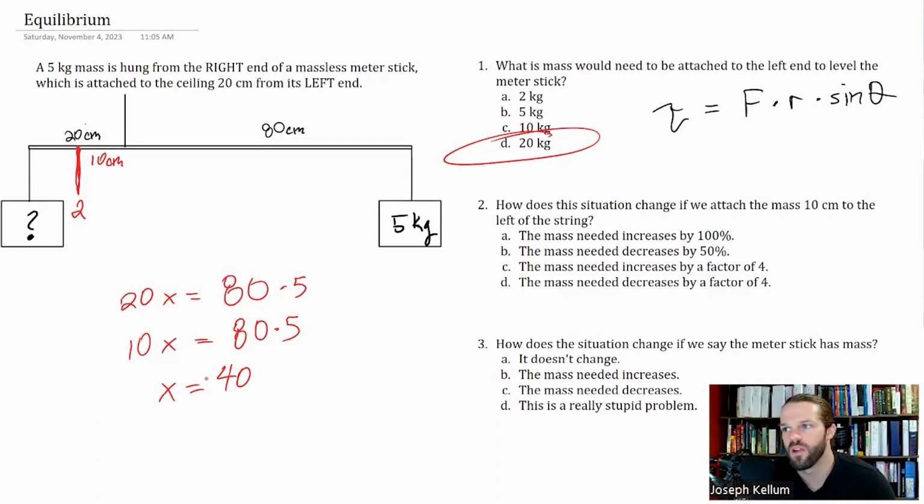So here we would need a 100% increase in the mass of the thing hanging from the string. The reason that I wrote two of them as 100% and the others as factors of 4 is, this is a really low yield point, but I recommend being comfortable with interchanging between those two. To say a 100% increase means that we doubled it. To say a 50% decrease means that we cut it in half. Some people are just really uncomfortable with those.